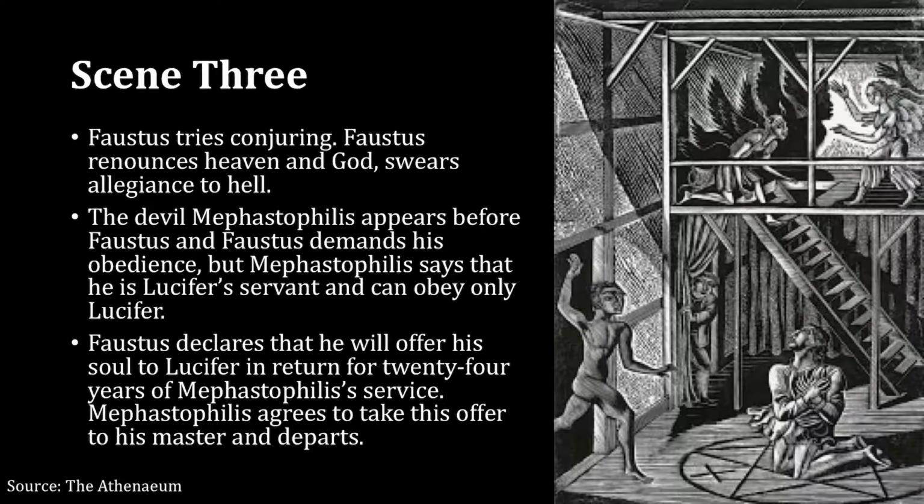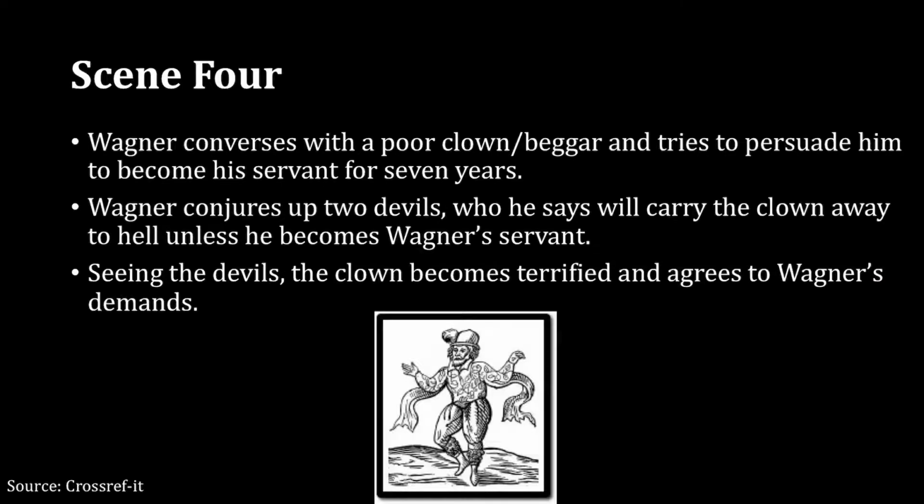The devil, Mephistopheles, appears before Faustus, and Faustus demands his obedience, but Mephistopheles says that he is Lucifer's servant and can obey only Lucifer. Faustus then decides to declare that he will offer his soul to Lucifer in return for 24 years of Mephistopheles' service, and thus Mephistopheles agrees to take this offer up to his master, and then he departs.